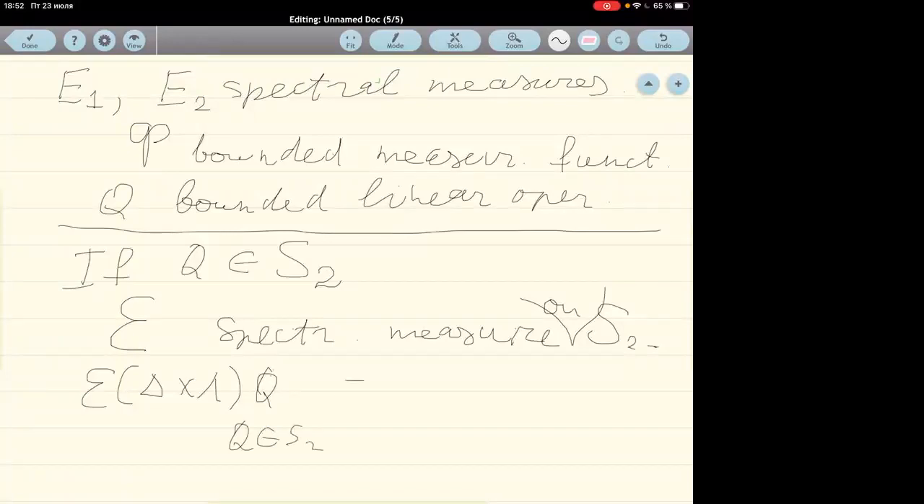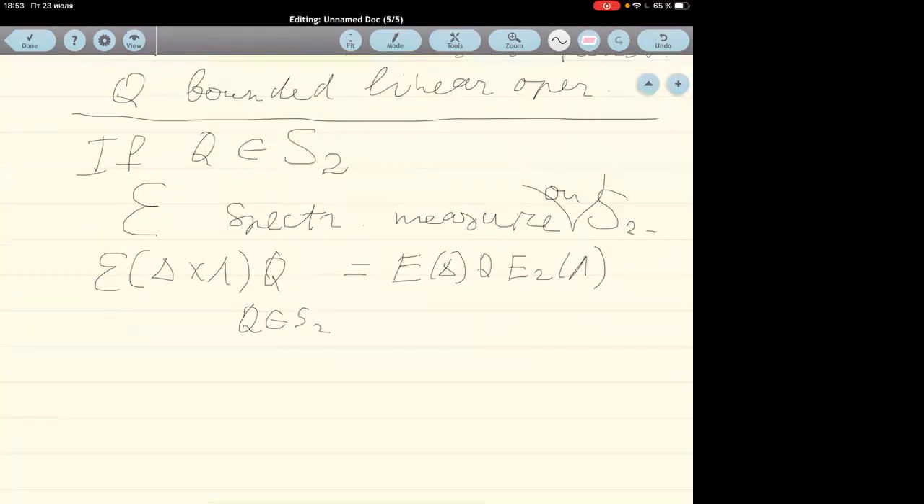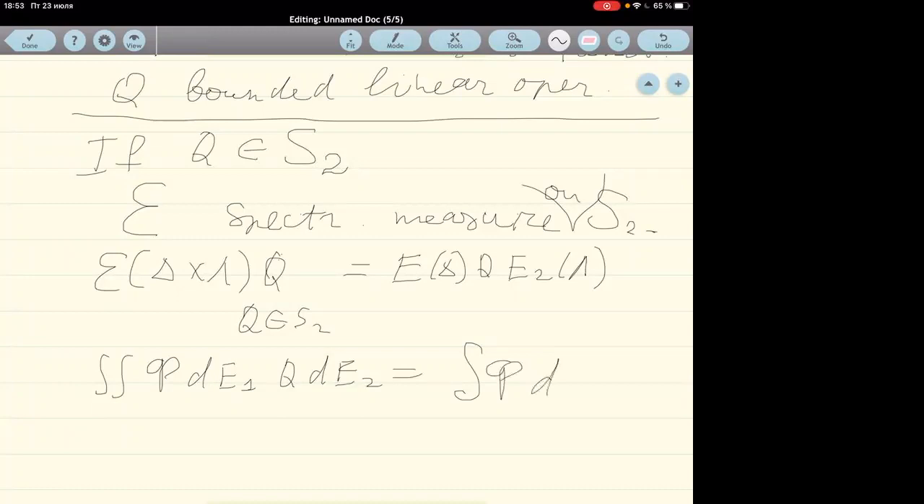Then it's defined in the following way: E1 of delta, Q, E2 of lambda. Then it can be shown that it extends to a spectral measure, and we define the double operator integral as the integral of the function phi with respect to the induced spectral measure E, which we have just defined.